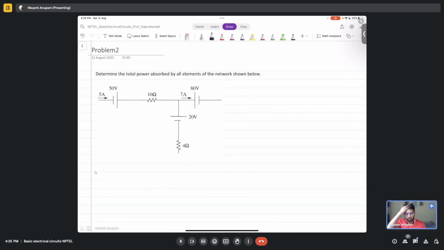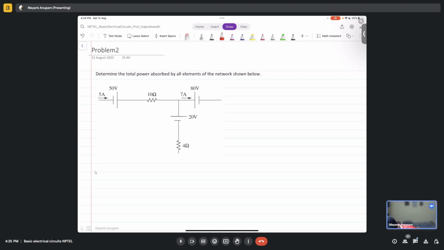Now that I have solved one question, I expect you to solve this one for me. We should apply passive sign convention, sir. Definitely, yes. So tell me the passive sign convention for all the elements. For the 50 volts battery, as per passive sign convention, the current direction should be opposite to that 5 ampere.